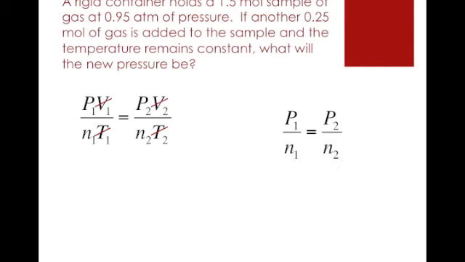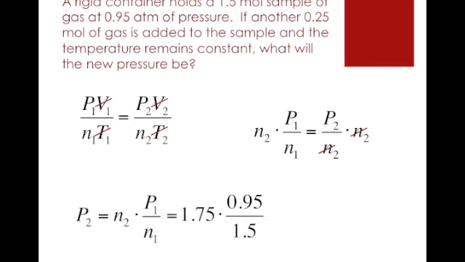So I'm going to get my pressure by itself. I'm going to get that N off the bottom. So we're just going to multiply, get that to cancel out. This is what I get the pressure to be. Now you really need to pay attention here. Don't fall into the trap. Okay? It says if another 0.25 moles of gas is added, that means my sample got bigger. It will not be 0.25. It will be 1.75 because I added more to it. Don't make that mistake.